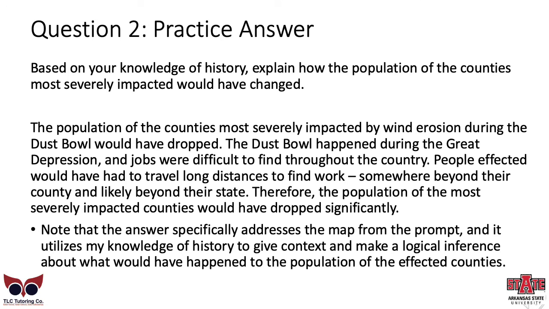Question 2. Practice answer. Based on your knowledge of history, explain how the population of the counties most severely impacted would have changed. The population of the counties most severely impacted by wind erosion during the Dust Bowl would have dropped. The Dust Bowl happened during the Great Depression, and jobs were difficult to find throughout the country. People affected would have had to travel long distances to find work, somewhere beyond their county and likely beyond their state. Therefore, the population of the most severely impacted counties would have dropped significantly.